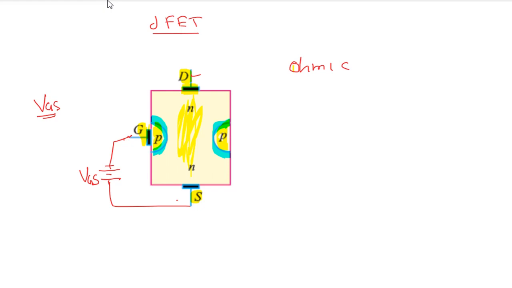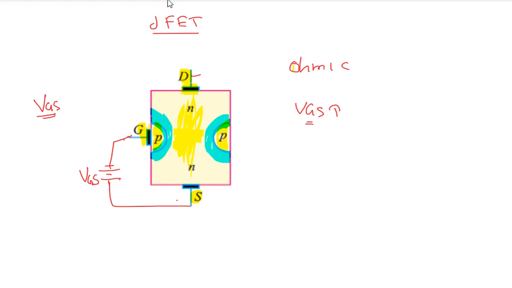Now if I increase VGS, what happens? If I increase VGS, the depletion layer will become widened. This will increase its thickness because there will be more reverse bias. So that means the depletion layer will become more thick. So here you will have a widened depletion layer. And if the depletion layer thickness increases, that means the width of the channel decreases. Now the width is decreased.